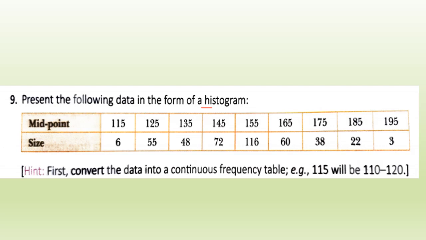See, in this, the midpoint is given and the size is given. First of all, you have to convert the data into a continuous frequency table. This is the midpoint 115. That would be the midpoint of 110 and 120, so the class interval would be 110 to 120. In the second one, the class interval would be 120 to 130 and so on. This is a way of converting this table, and after that you will draw a histogram.